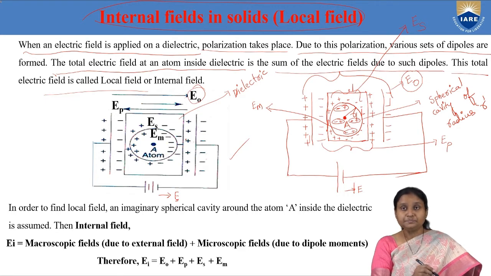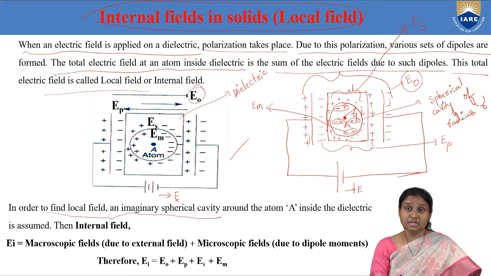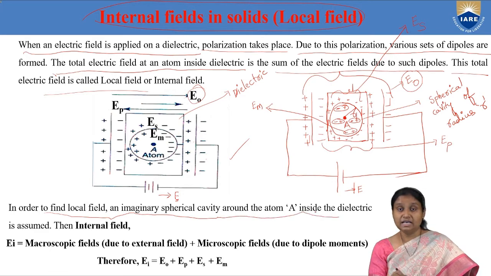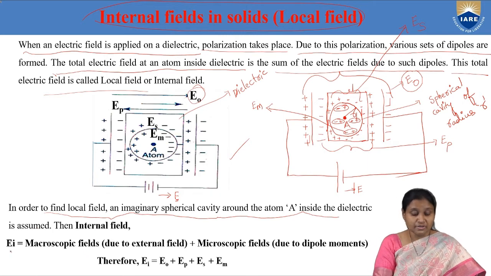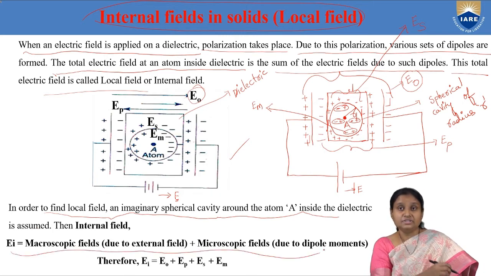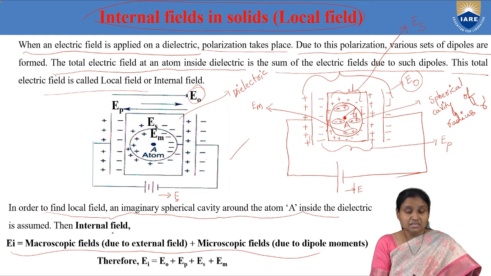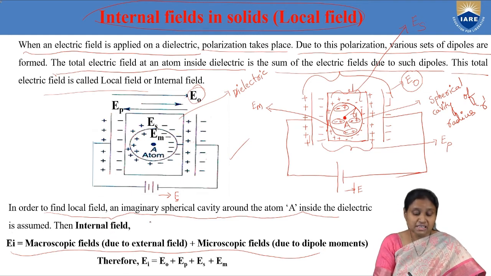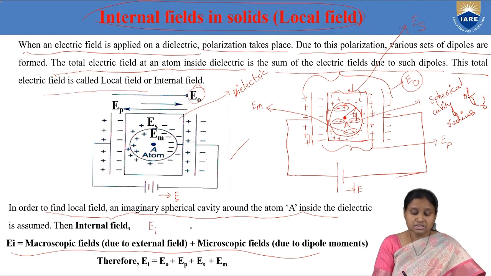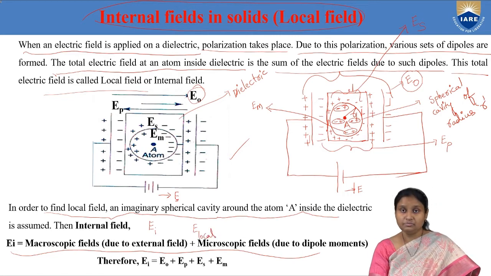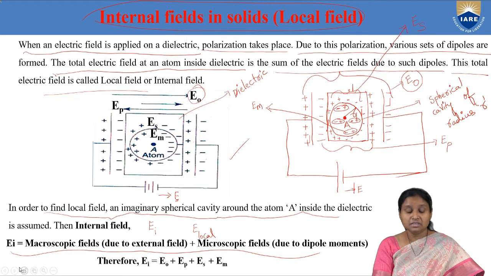As you can see here, if you look at this slide, in order to find this local field or internal field, we have imagined a spherical cavity around the atom A inside the dielectric. Okay, so we have imagined, and this point is very, very important. Then how can we take this internal field at point A? This internal field at point A is denoted by EI. So EI denotes internal field. In some books, this EI is also given as E local field. So it can be represented in any way. Here in this case, we are representing it as EI.